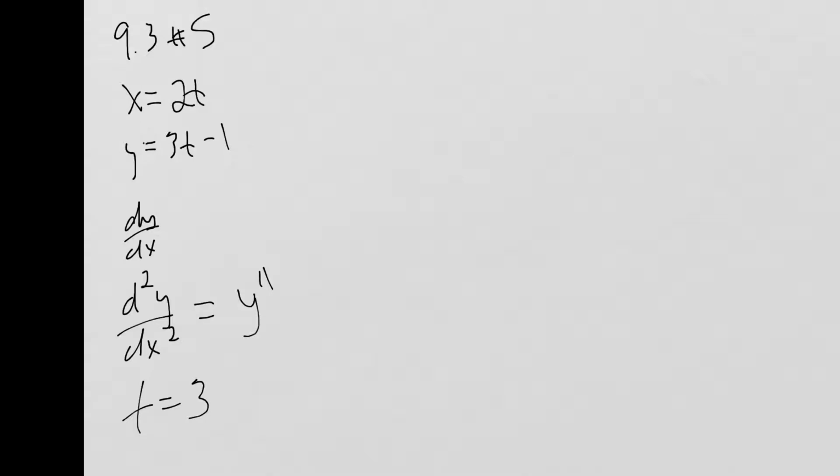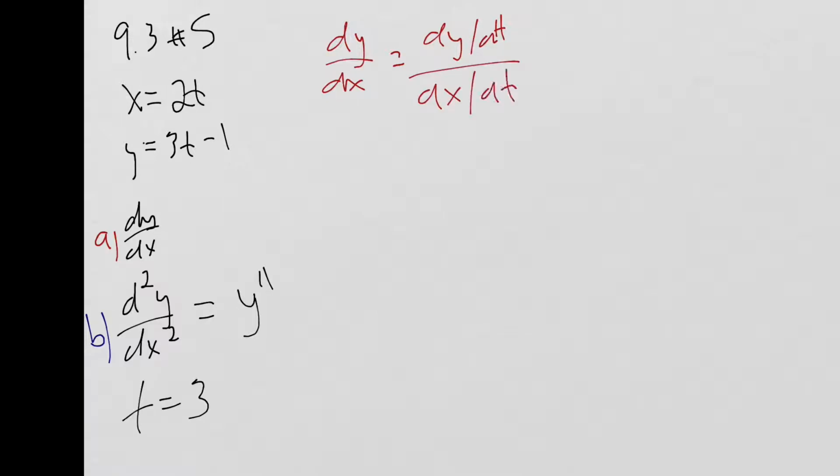Okay, so I am going to call this part A and this part B, just so we can organize our work a little bit here. So let's do part A first. I've got dy/dx is what I'm looking for. Well, that is equal to dy/dt divided by dx/dt. What I want you to see is that these dt's cancel and leave me with what I'm looking for, dy/dx. I always like to write it like this when I'm doing these so that I can see those things cancel and make sure that I'm doing it right.